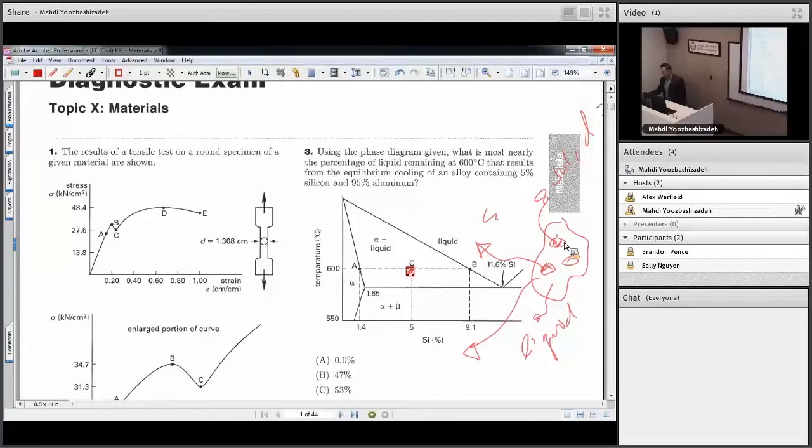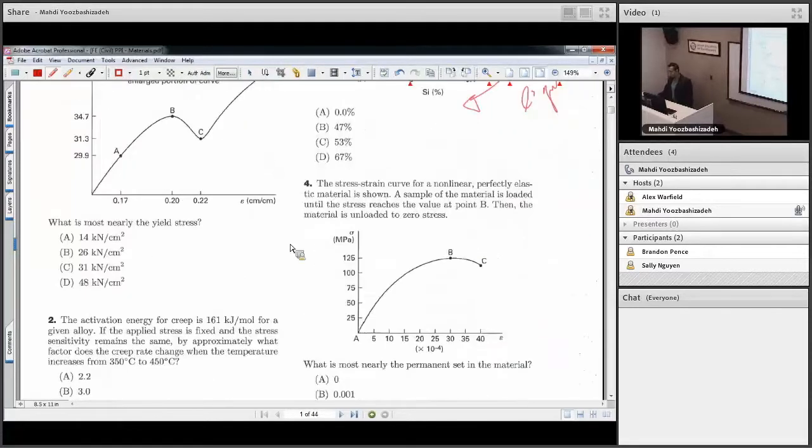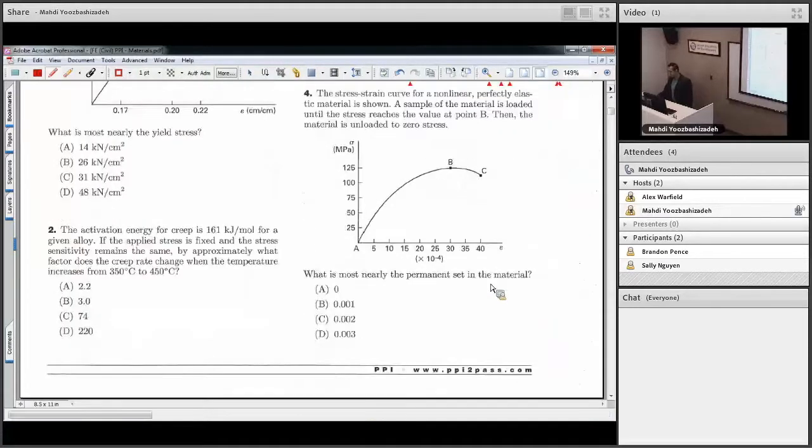So for this solid particle, what is the percentage of the silicon inside the solid, and what is the percentage of the silicon inside the liquid? So there are two different questions that you will be exposed to. You have to tackle the problem accordingly. So we're going to go through that as well.